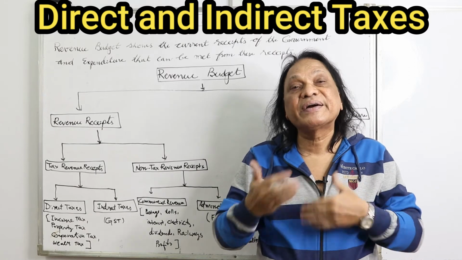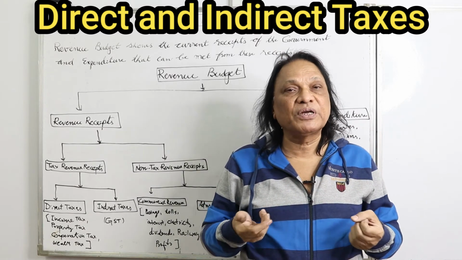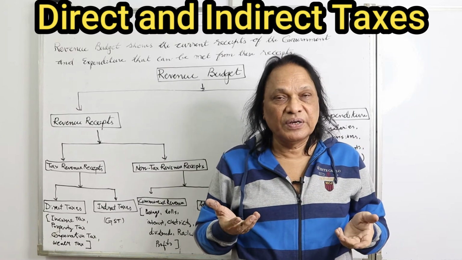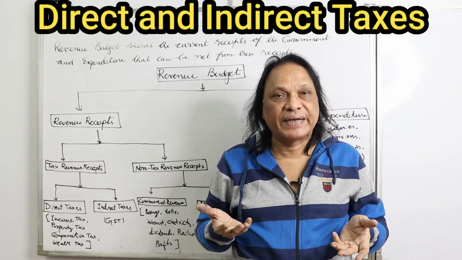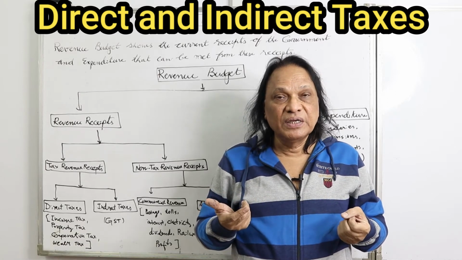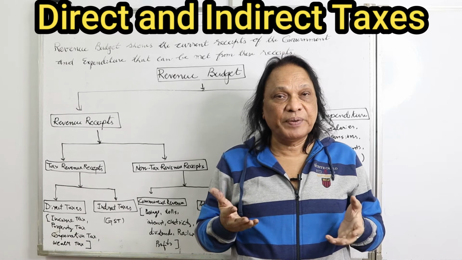And these are recurring. You keep on paying to the government every year. These are recurring. You have to pay it. And you just can't escape direct taxes. If you have property, you are liable to pay property tax. If you are earning huge money, you are liable to pay income tax.